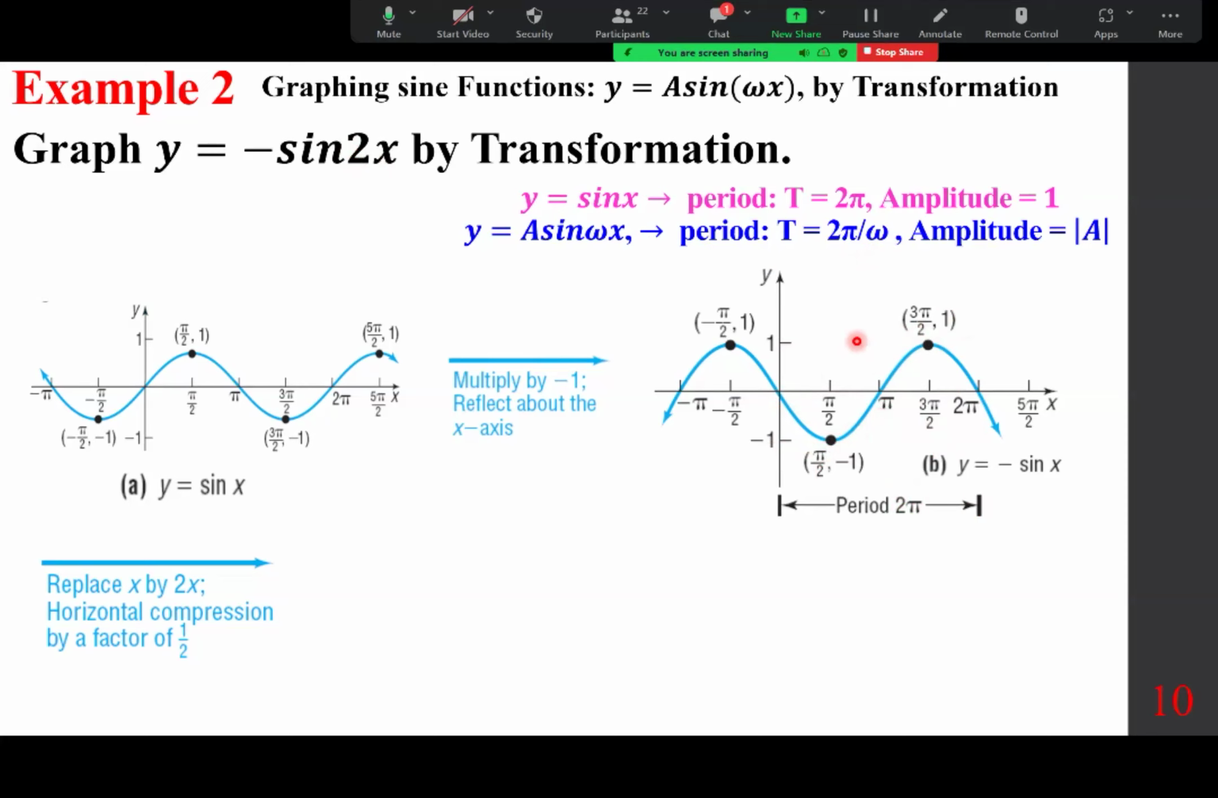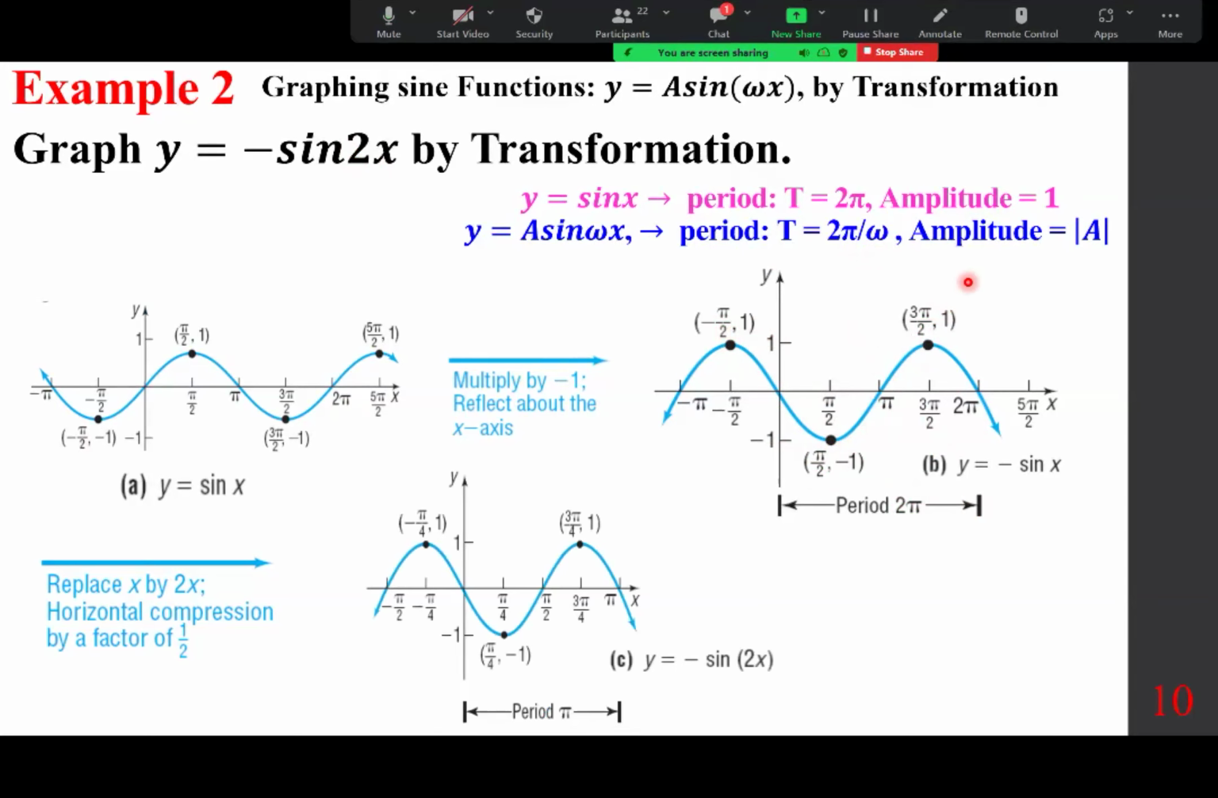So the y coordinates don't change. For example, here, power 2 becomes power 4. 3 power 2 becomes 3 power 4. Minus power 2 becomes minus power 4. What about the y coordinates? They do not change.